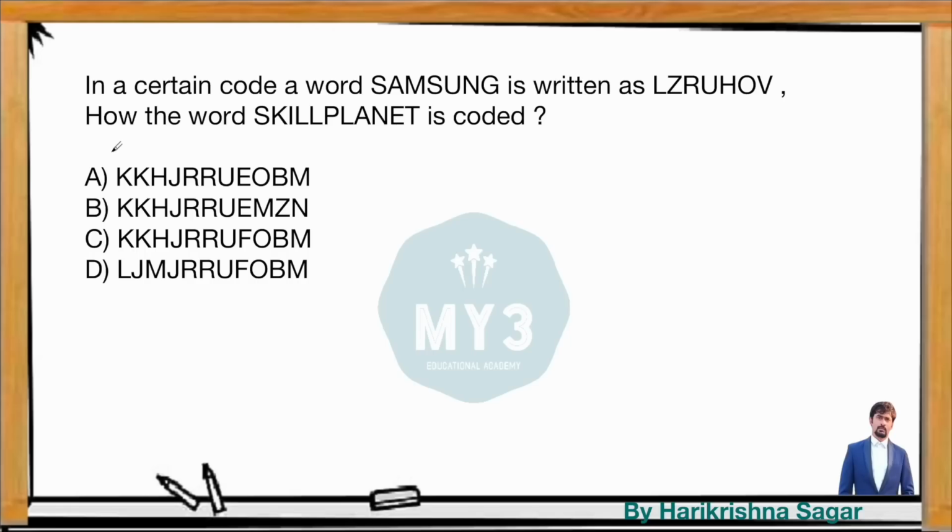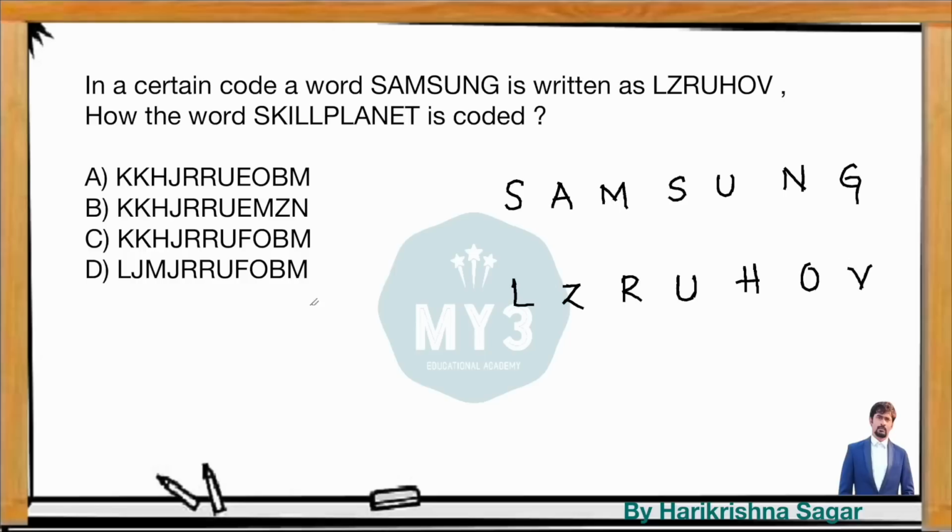Moving forward to the next question. In this question, they have given a question like this: Samsung is written as LZRUHOV. Then how is the word skill planet coded? So just observe, SAMSUNG, Samsung is coded as LZRUHOV. Then how is the word skill planet coded? This is the question for us.